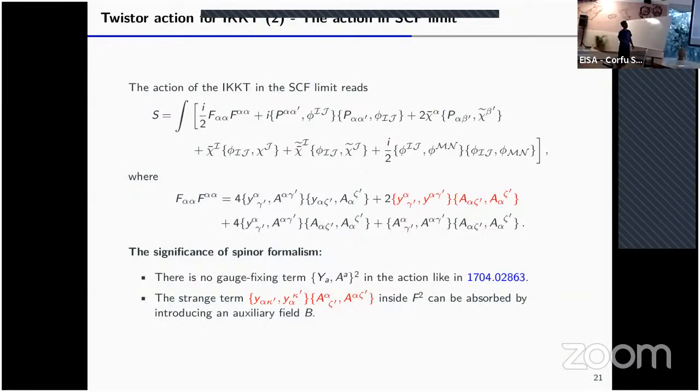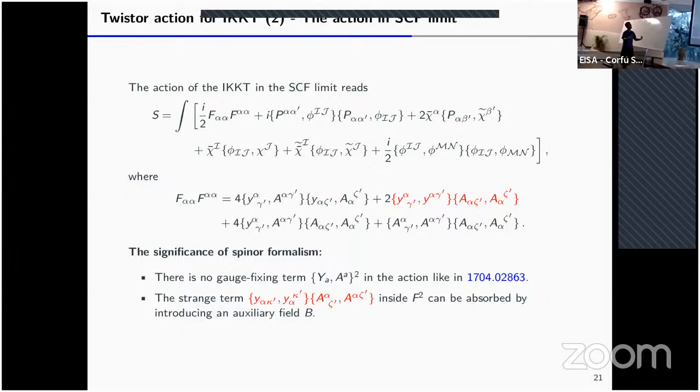Okay, so ignoring all the technicalities, the action of the IKKT in the semi-classical and flat limit is the following. Now let me zoom in on this Yang-Mills term with the F squared described in spinor formalism. As you can see, unlike commutative field theories, the F squared term is quite complicated. It contains four terms. This is the usual kinetic term. Here is something that we call the strain terms. And here are the cubic and the quartic interactions.